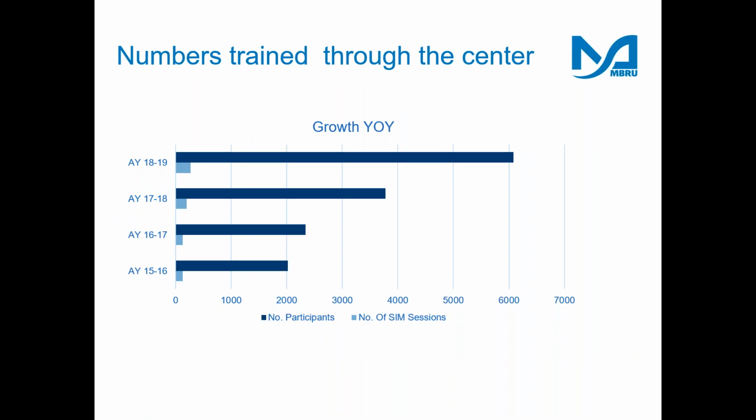If you see the numbers streamed to the center, I have put down our annual numbers for the last 4 years. And we have only increased every year. And the latest is the annual year. For us, it starts in September, so it's September to August. Last year, September 2018 to August 2019, we trained over 6,000 participants. Over 6,000 participants walked through our center for simulation-based learning or simulation-based education.